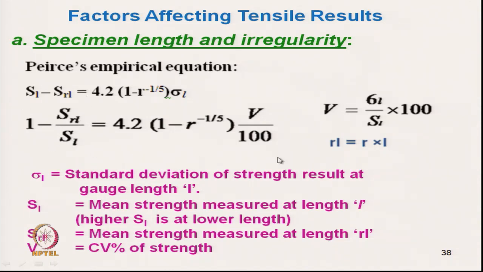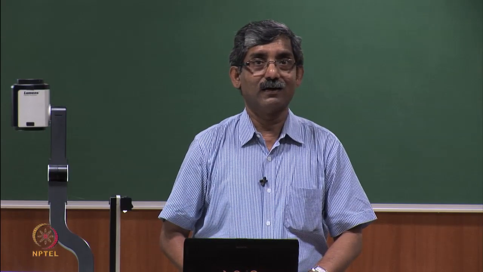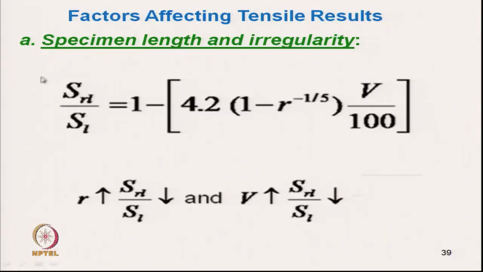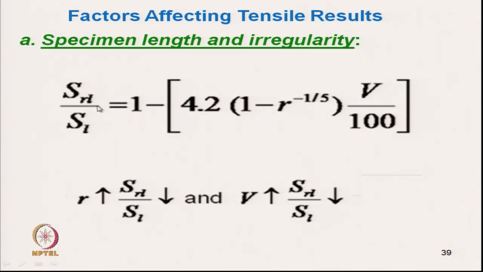So, this is the equation. From this we can predict the strength at different gauge lengths. As we have discussed, SRL will be less than SL. So, if we rearrange this equation once again, we get SRL by SL equal to 1 minus the term within bracket, 4.2 and this value.